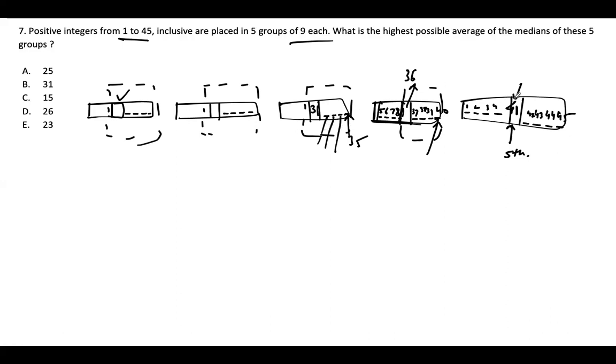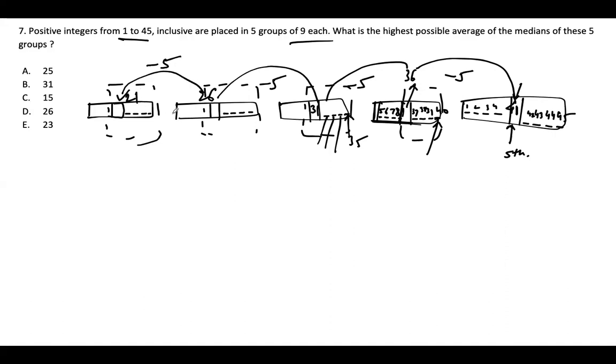If you see the pattern, 41 minus 5, 36. 36 minus 5, 31. 31 minus 5, 26. 26 minus 5, 21. And what is the question saying? So all these averages you have found out: 21, 26, 31, 36, 41. The highest possible average of the medians.